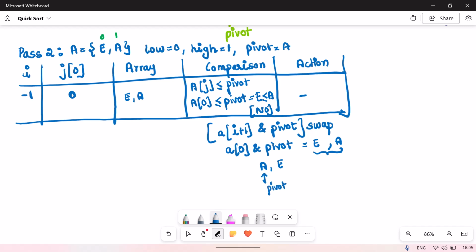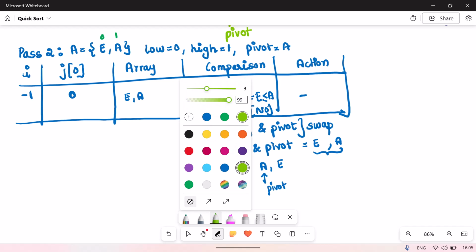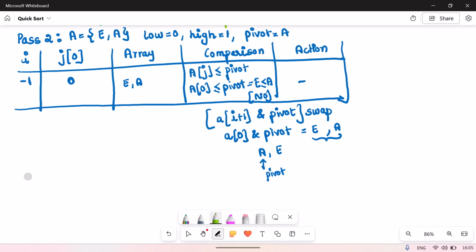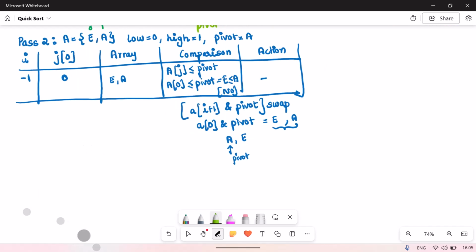Now if I have to divide, nothing is there to the left of the A, but to the right of the A, E is present. But what to do in that case? You will write pass 3, and you will say that in pass 3, here in the right of A, only one element is present, so no need to do any sorting. They will be already arranged, no?